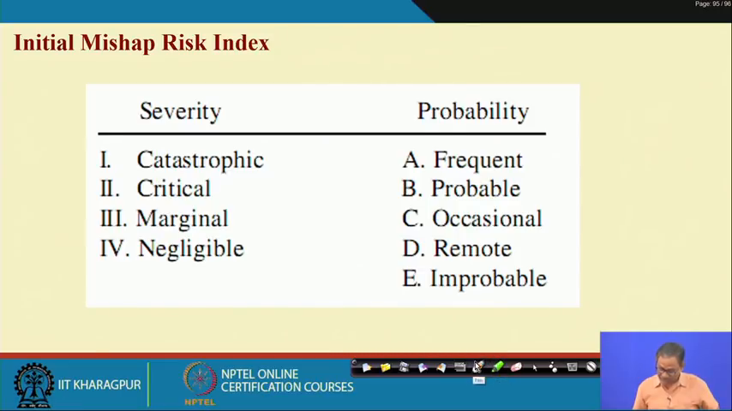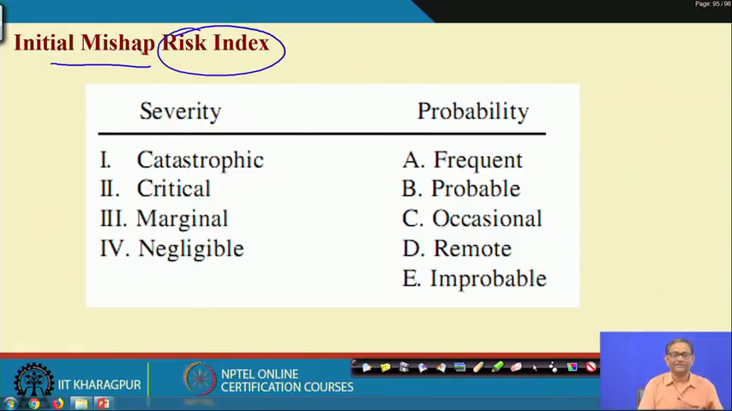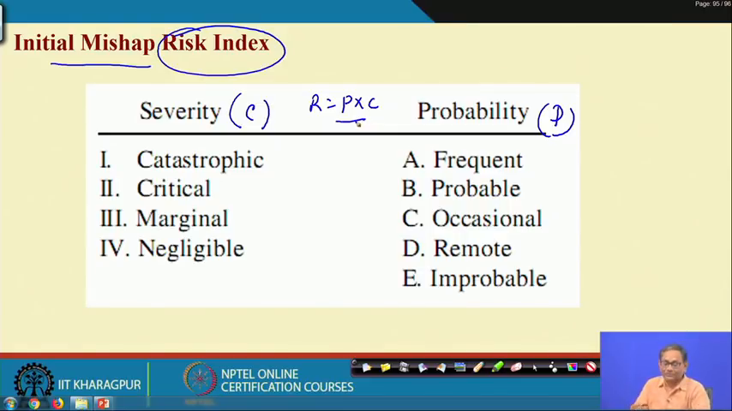Now the issue is how do I find out the initial mishap risk index or risk index? There are many ways to find out risk index, but here a subjective or qualitative way of risk index calculation is used. Severity is the part of consequence, and probability is P, as we have told that risk equals P into C. Once you know the probability in quantitative terms and consequence or severity in quantitative terms, then risk will also be in quantitative terms.